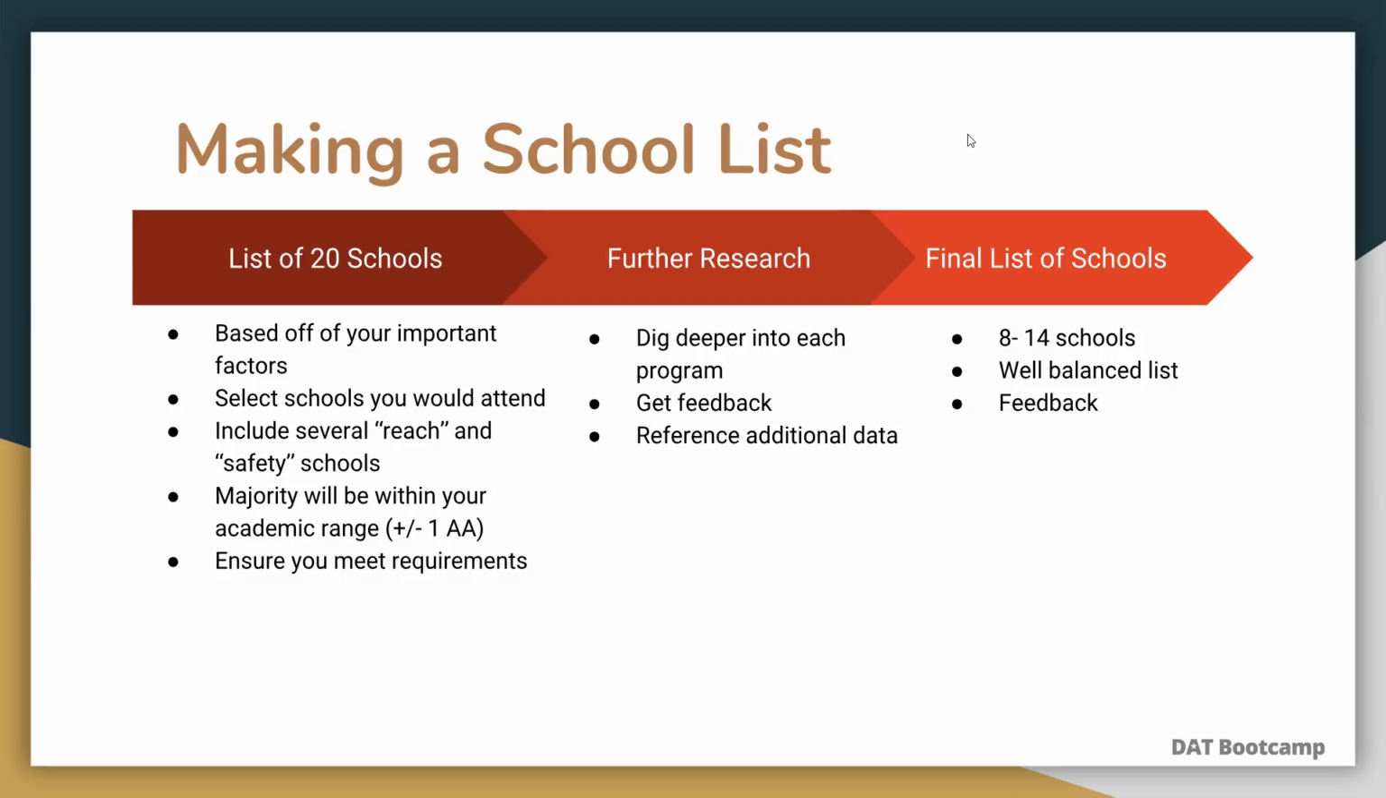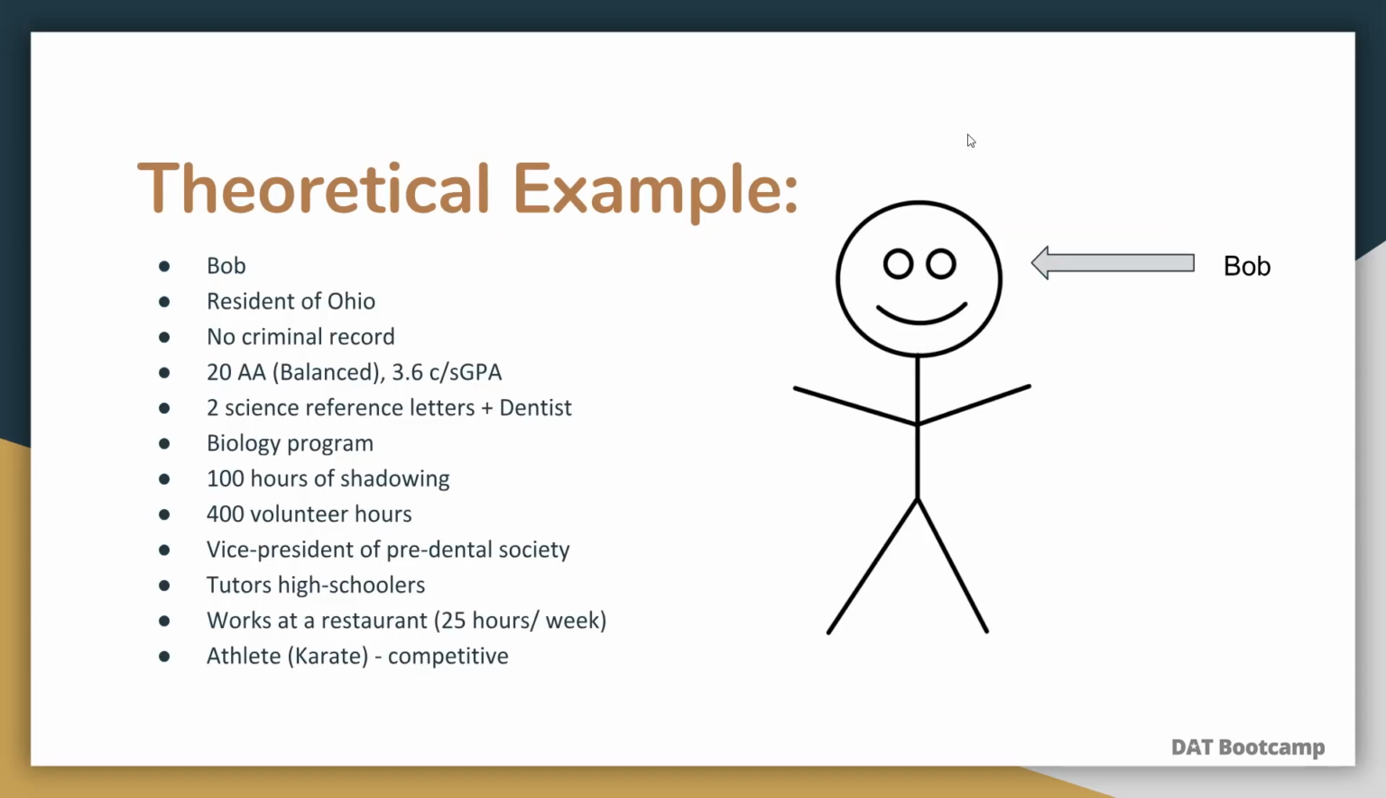And so there's no guarantee, regardless of how high your stats are, that you're going to be getting into any of them. And so you want to ensure that if you're applying top heavy, you sort of have schools at the other end of the spectrum, should you not get into one of those schools that you really want to go to. And so once again, you're going to get feedback to ensure that you're making a good school list. So moving on, let's take a theoretical example now.